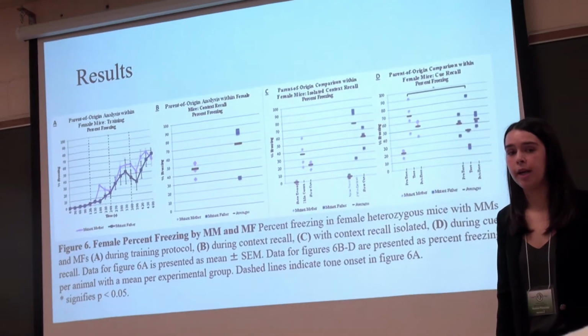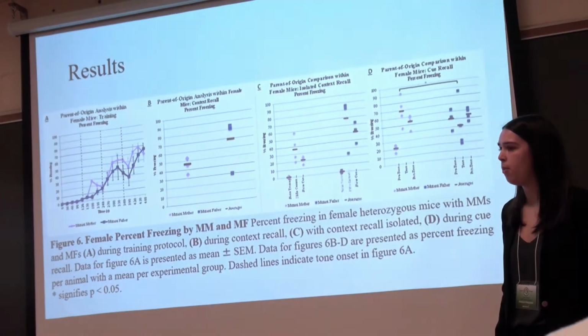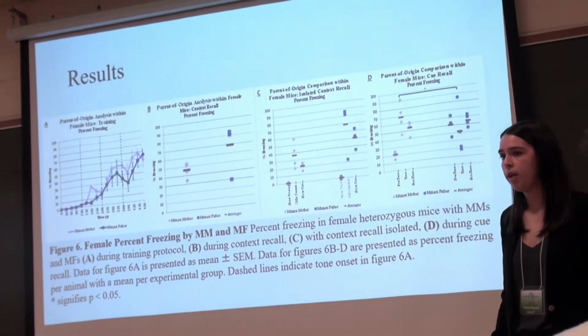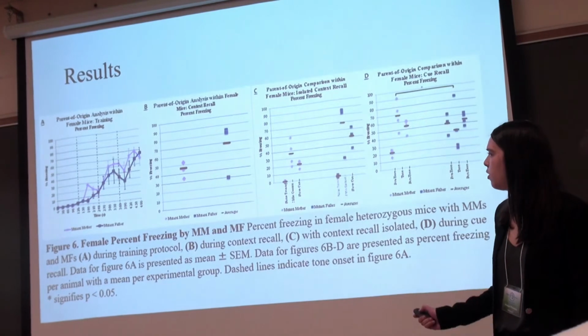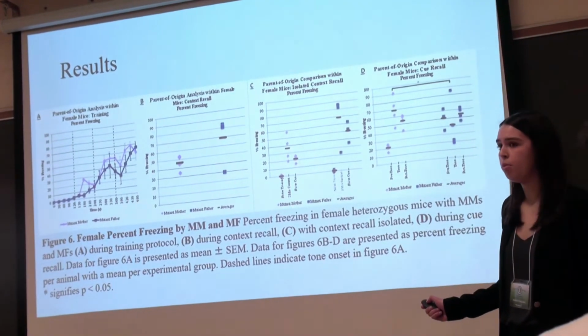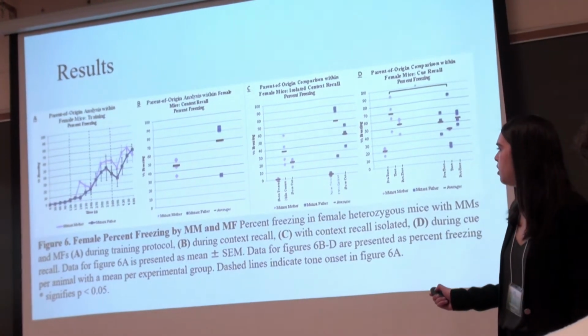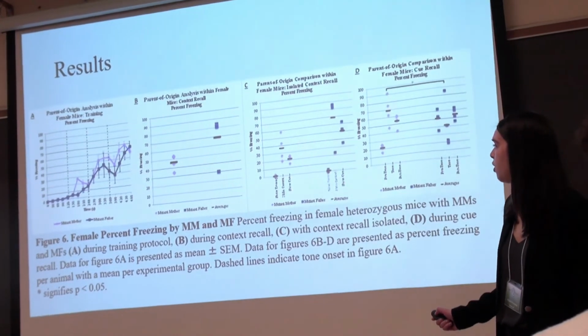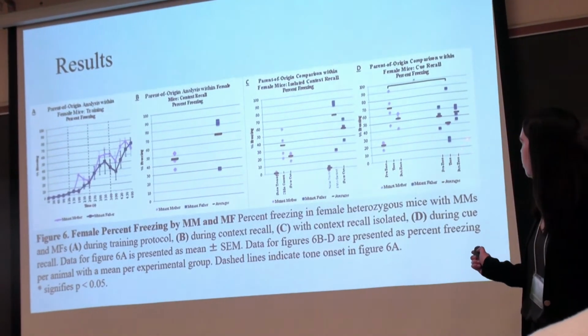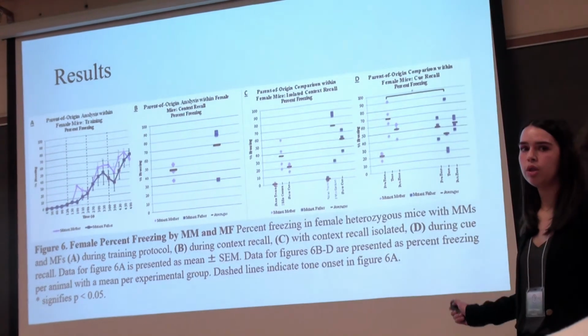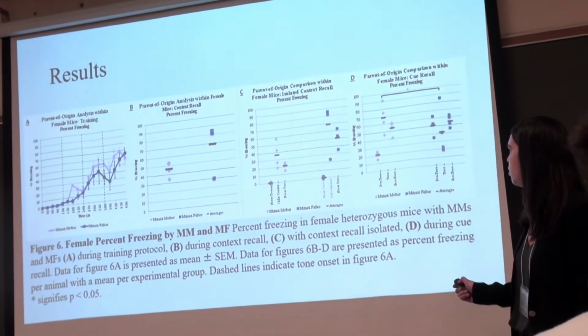Figure 6 is the parent of origin data for the female mice. It is organized the same way as the first 2 graphs. However, the purple diamonds represent the mutant mother group, whereas the blue squares represent the mutant father group. The mutant father female mice display reduced cued associative learning when compared to mutant mother mice.